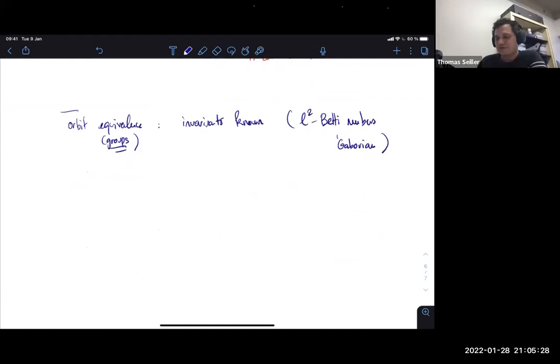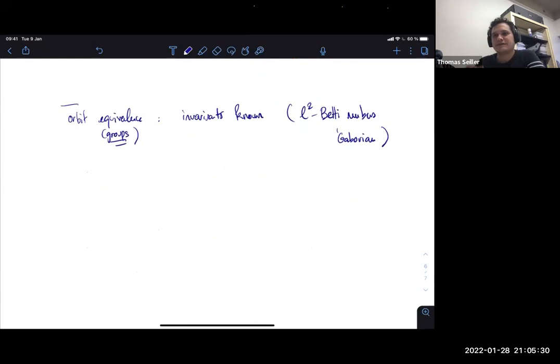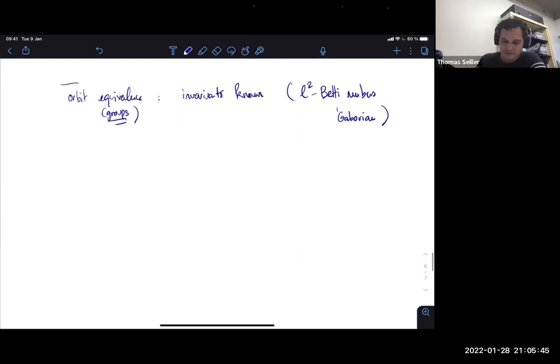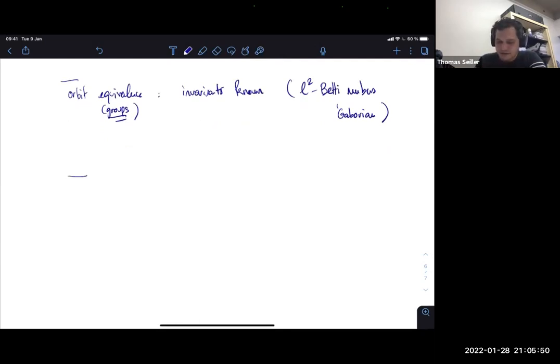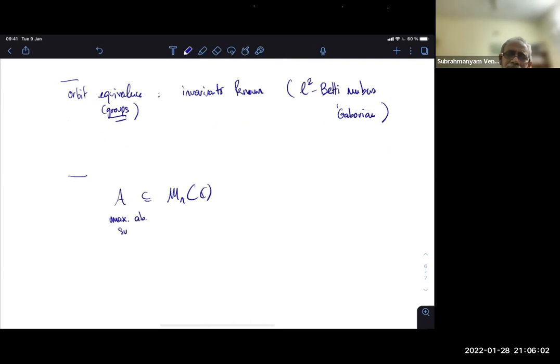Yes, so the point is that in the examples we have, the von Neumann algebra generated is not finite. In fact, it's finite in the sense of von Neumann algebras, but it's acting on infinite dimensional spaces. So maybe I can say a few things. When you look at a matrix algebra, you can ask what the maximal abelian subalgebra is here.